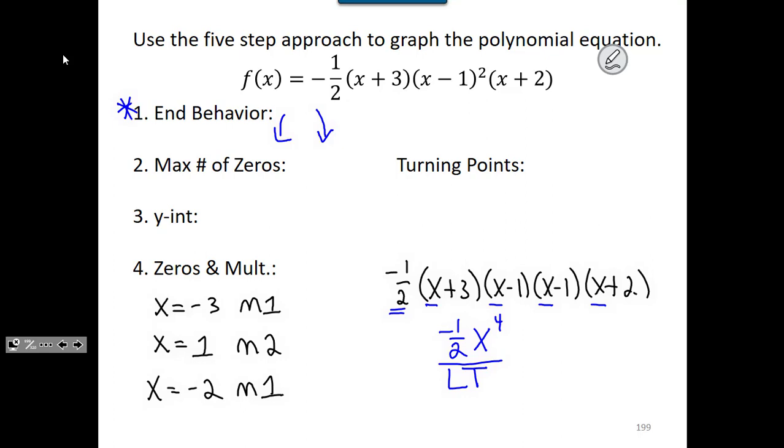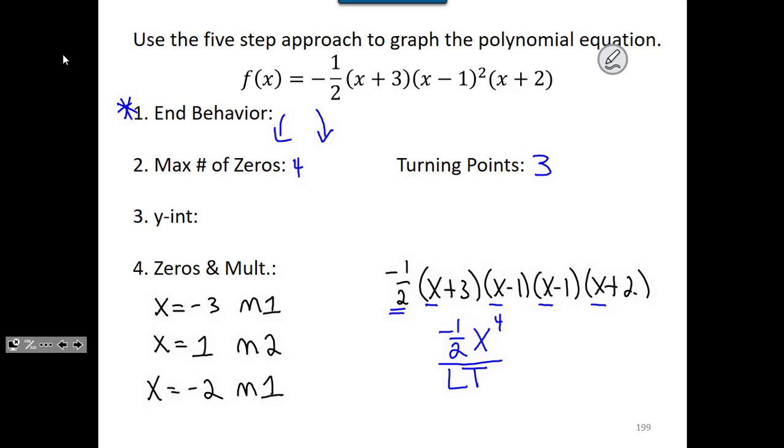All right, my zeros, I've already found them. Well, since it's x to the fourth, I know I should have four at most, which if I count my multiplicities down here, I do have four. I have one negative three, two positive ones because my multiplicity is two, and then one negative two because multiplicity is one. So I have four zeros, and that tells me that I'm going to have at most, that doesn't tell me I'm going to have that many, but at most three turning points.